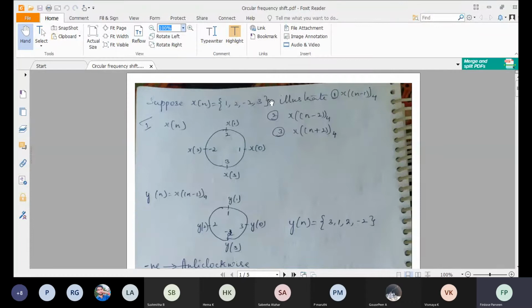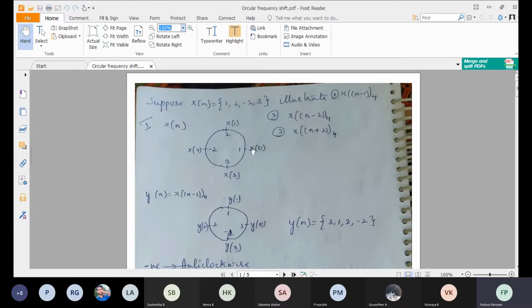So they have given one sequence. You have to illustrate x of n minus 1 mod 4, x of n minus 2 mod 4, x of n plus 2 mod 4. So I'll be doing this one, x of n minus 1 mod 4. The rest two you can take as an assignment and do in the assignment book. The given sequence is 1, 2, minus 2, comma 3.